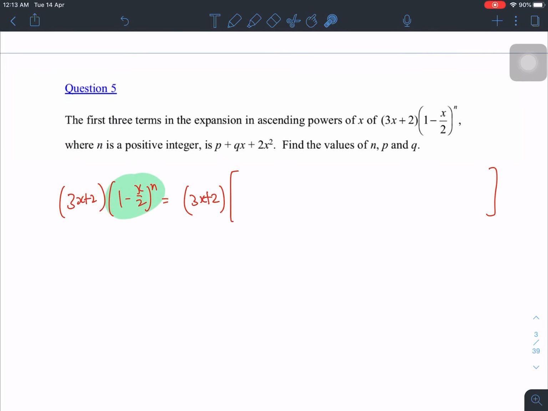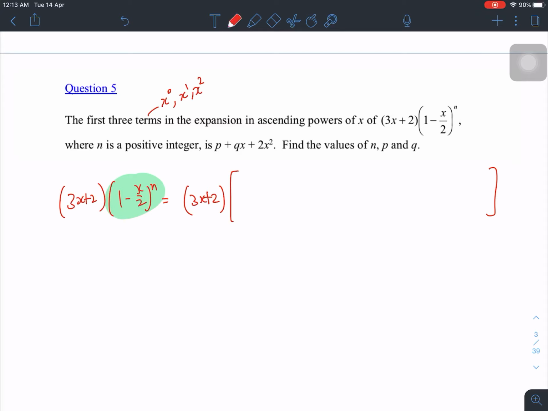So question 5 tells us that the first three terms in this expansion, in ascending powers of x, of this term, where n is a positive integer, is this. So that means when I expand this, to get the first three terms, means x to the power 0, x to the power 1, x to the power of 2, I should get this: p plus qx plus 2x squared exactly. Then they just want us to find the values of n, p, and q. So how do we do that?